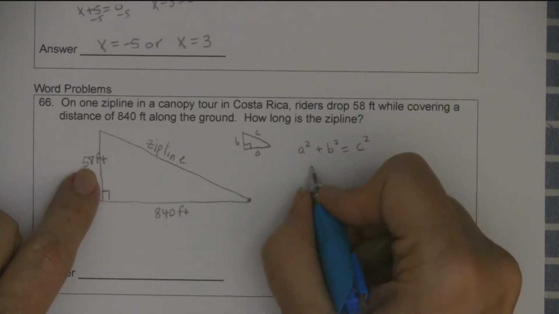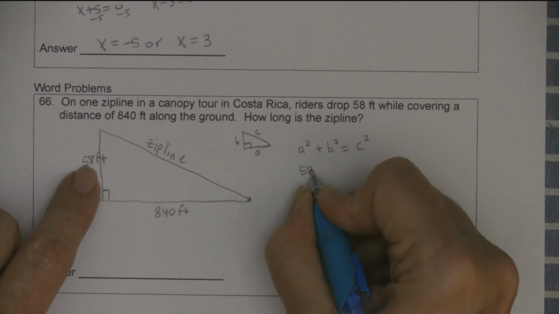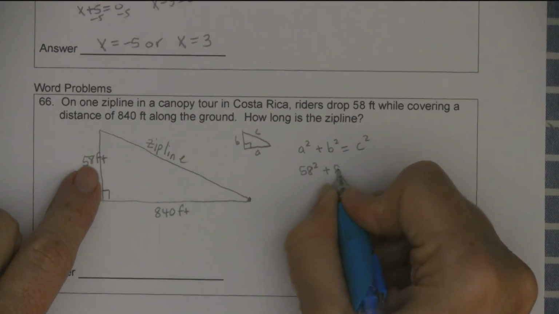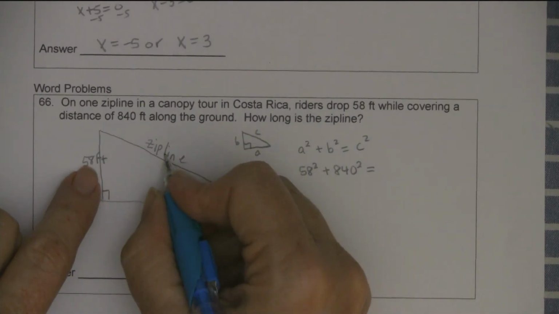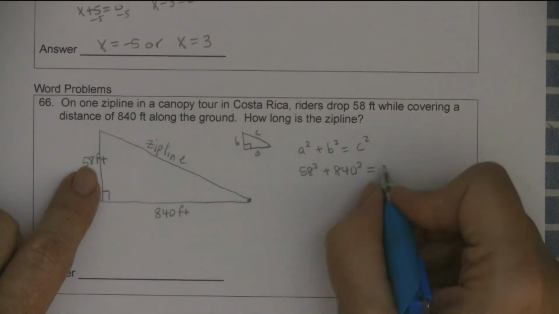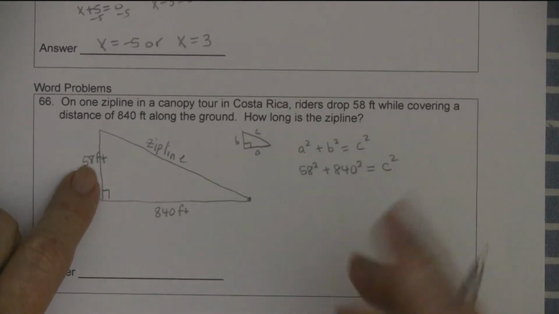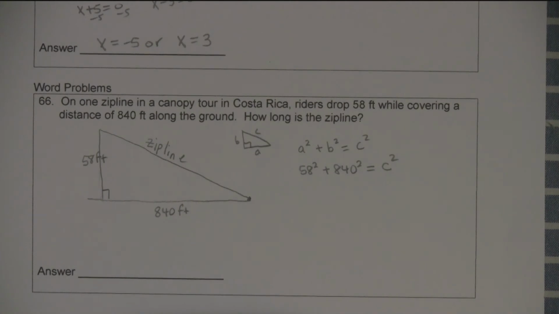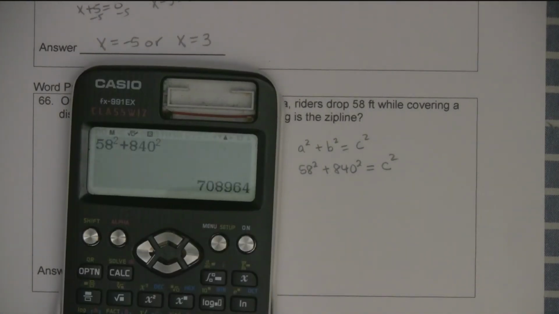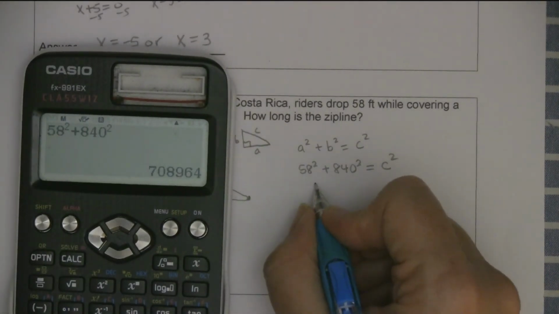So in my case, it's 58 squared plus 840 squared equals, and then you call the zip line length whatever you want. I'm going to call it C squared. And so 58 squared plus 840 squared, right? So I put that in my calculator, is this huge number here.